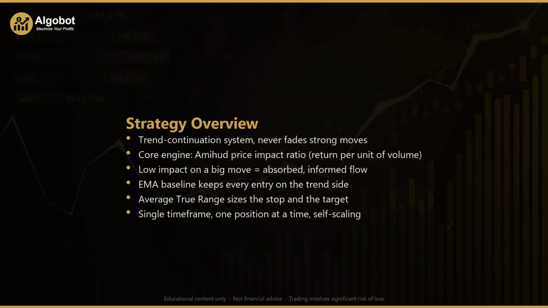So what exactly does this expert advisor do? At its heart, Price Impact Conviction Trend is a trend continuation strategy. It doesn't try to pick tops and bottoms, and it doesn't fade strong moves. Instead, it waits for the market to show its hand with a bar that combines a large directional move and heavy participation, and then it looks to ride in that same direction.